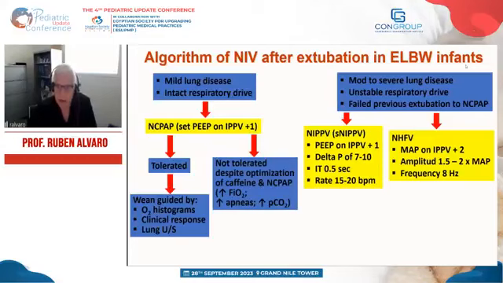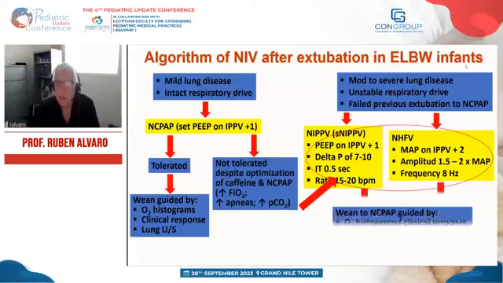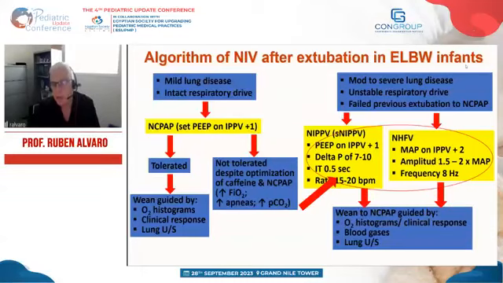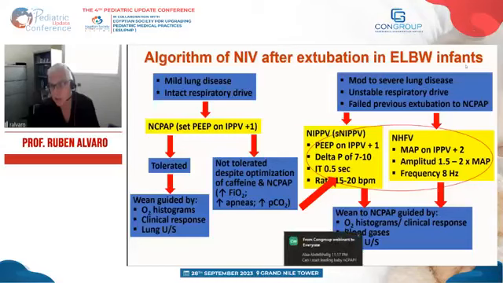If the baby does not tolerate the extubation to CPAP, despite optimization of caffeine and increasing the CPAP pressure, because the FiO2 goes up, or the baby starts having significantly more apneas, or you do a gas and the CO2 has gone up significantly, then what we do is we switch that baby to either NIPPV or nasal high frequency ventilation, according to how familiar you are with one or the other. And when you are on this mode, to be able to wean from these modes, usually we wean to nasal CPAP before we remove the device altogether. And again, we use oxygen daily histograms, we use clinical response, we use blood gases, and we use lung ultrasound to guide us how to wean these babies from non-invasive ventilation to regular CPAP.